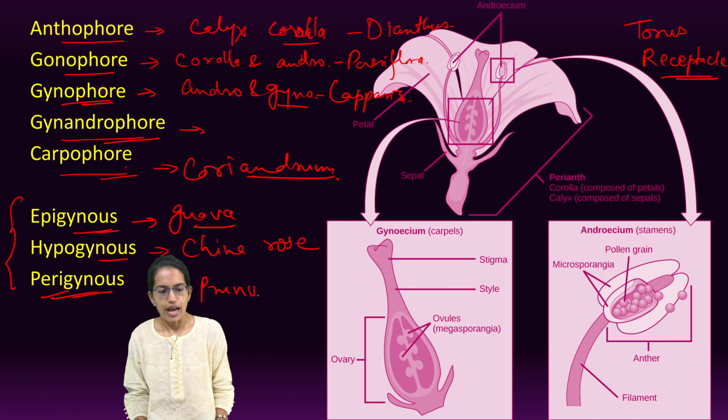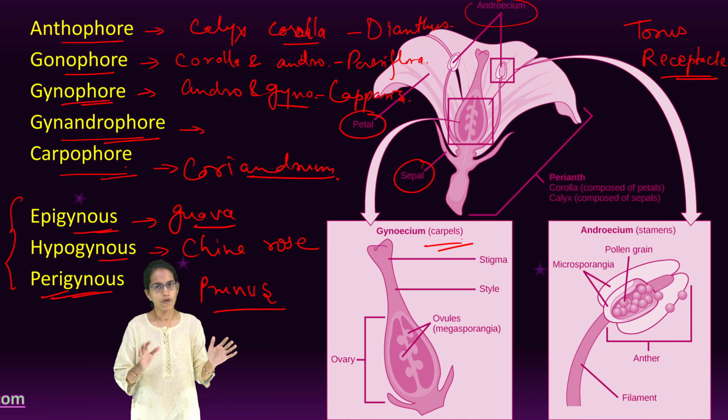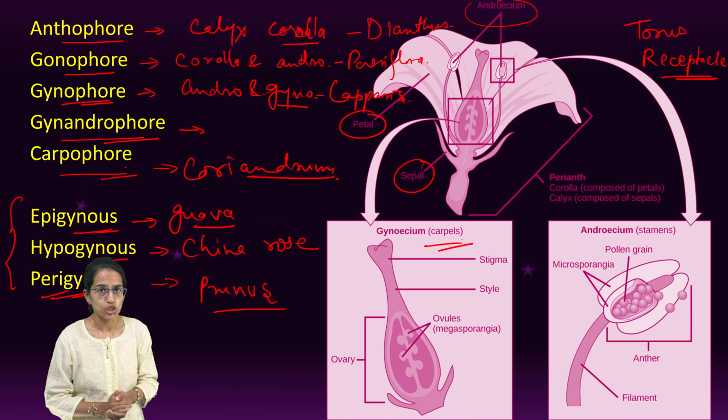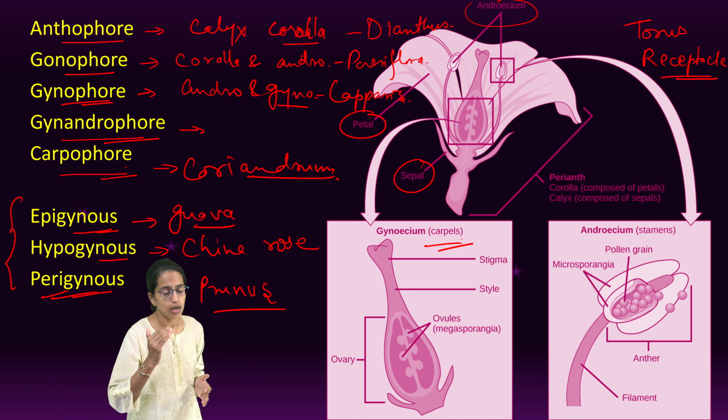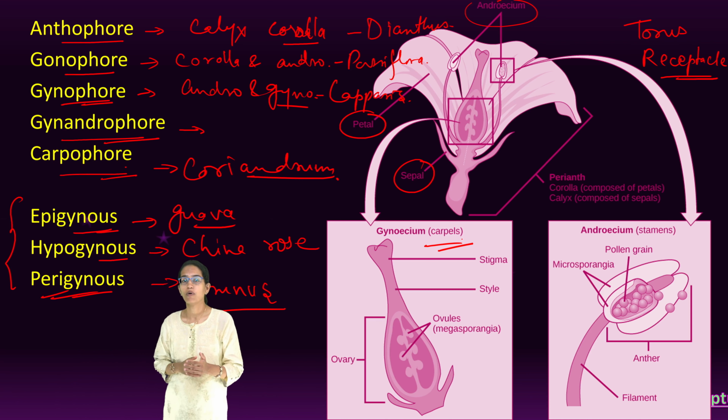So as you can understand, the various whorls are the sepals, the calyx, and the petals, the corolla. Then you have the androecium, the third whorl, which is the male organ, and the gynoecium, which is the carpels, the fourth whorl. And the location of the thalamus based on its relative position, and based on the condensed form of the thalamus along with the internodes, how elongated the internodes are, based on which we call it anthophore, gynophore, gonophore, carpophore and so on. So this was a basic lecture on thalamus in floral morphology. More topics of floral morphology are yet to come.